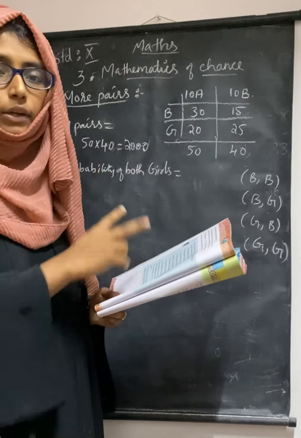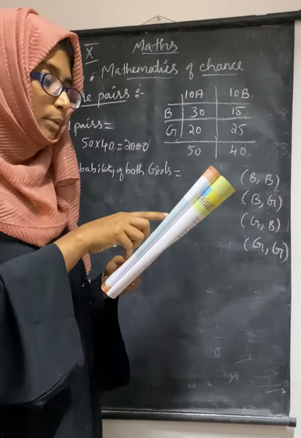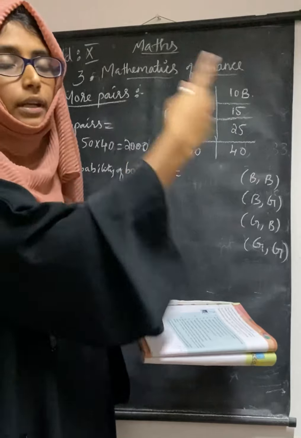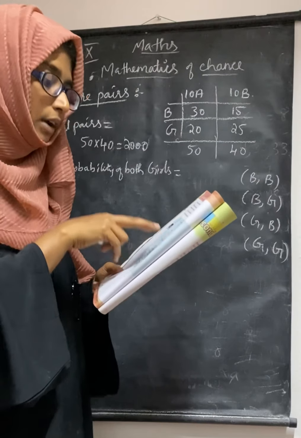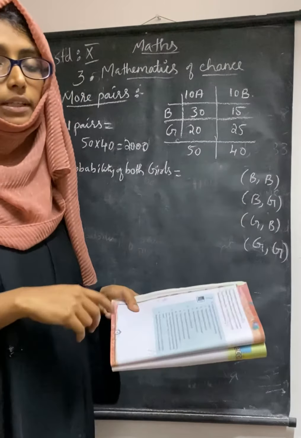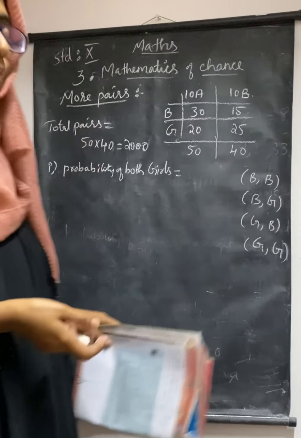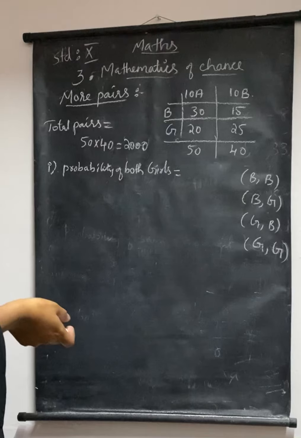First question, what is the probability of both being girls? Both girls pairs, how many? What is the probability of both being boys, means 10th A boy, 10th B boy? What is the probability of one boy and one girl? What is the probability of at least one boy? So like this, we have to find out the probabilities.